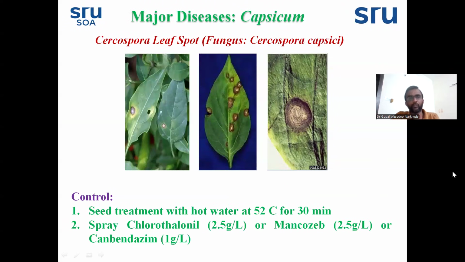So next is Cercospora leaf spot caused by Cercospora capsici. Here also you can see the symptoms on the leaf spot. So to control this, you have to do seed treatment with hot water at 52 degrees centigrade for half an hour. Then apart from that, second, you have to spray chlorothalonil 2.5 gram per liter or mancozeb or carbendazim.